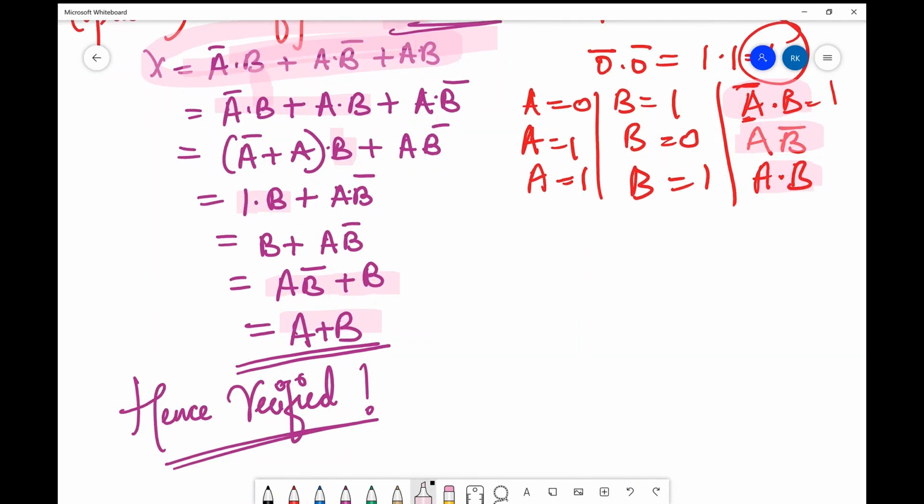So that's all for this session on logical expressions, gates, sum of products form.